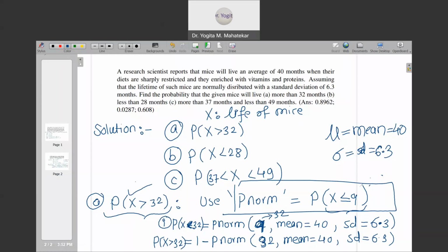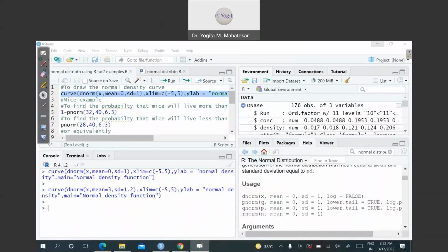So let us see how we can actually do it in this software. Here I have already written that particular command. In the mice example, to find the probability that mice will have a life greater than 32 months, we just write 1 minus pnorm of 32 comma 40 comma 6.3. Let me copy and paste it into the console.